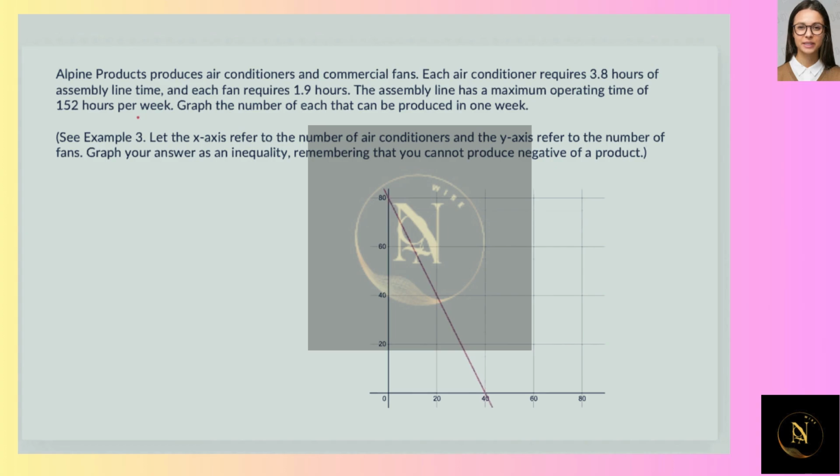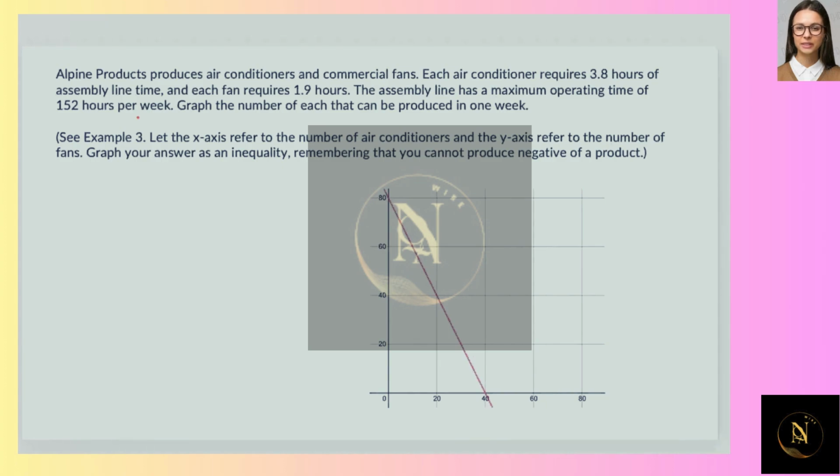Each air conditioner requires 3.8 hours of assembly time, and each fan requires 1.9 hours. The assembly line has a maximum operating time of 152 hours per week. Graph the number of each that can be produced in 1 week. See example 3. Let the x-axis refer to the number of air conditioners and the y-axis refer to the number of fans. Graph your answer as an inequality, remembering that you cannot produce a negative of the product.